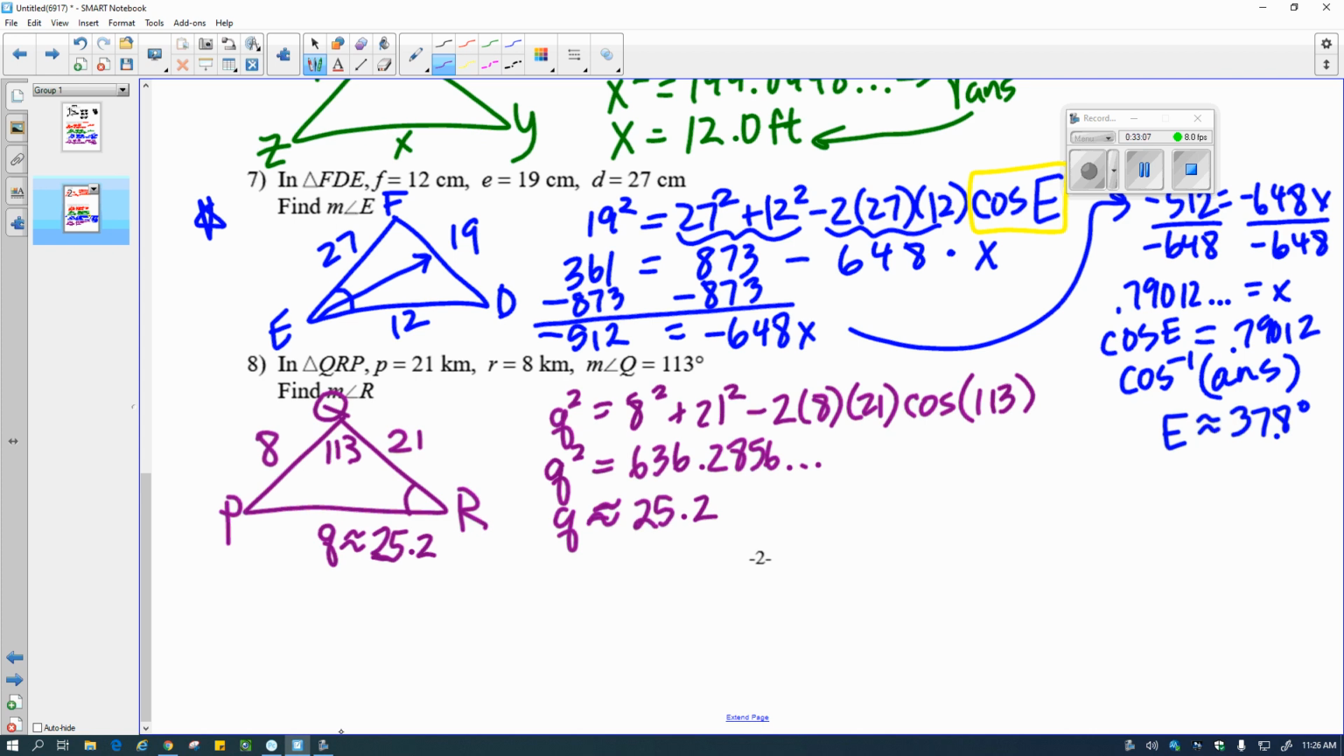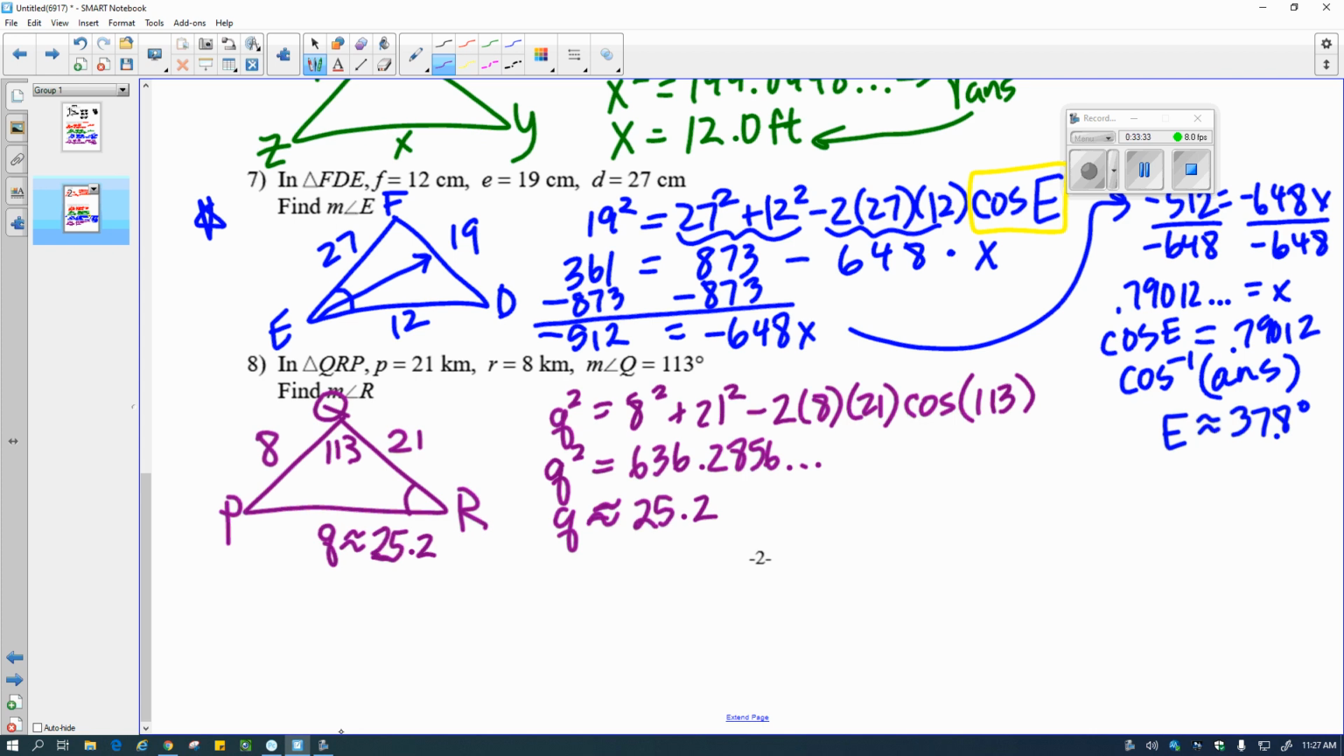And I still haven't done what I need to do. I still need to find angle R. Now, to keep it consistent with this page, I am going to do the law of cosines to find angle R, just because this is the law of cosines page. But if you were doing your work on your own, you would probably, hopefully, recognize that you could set up the law of sines at this point.